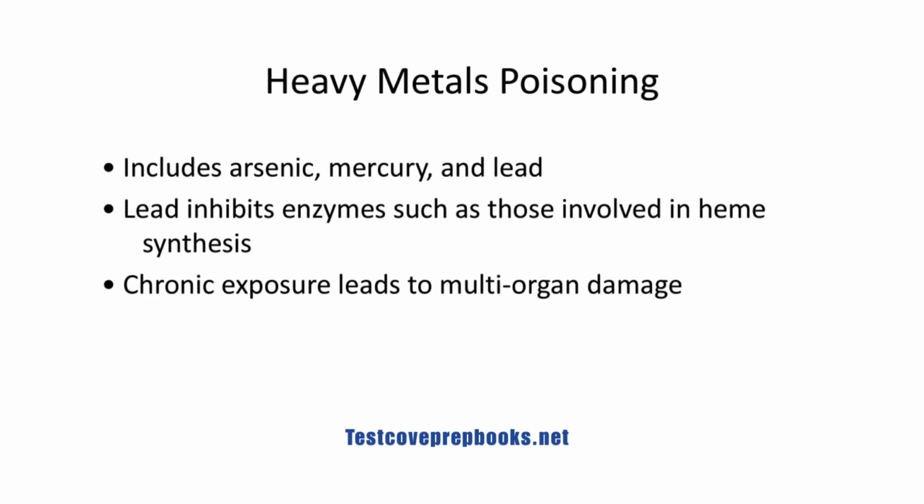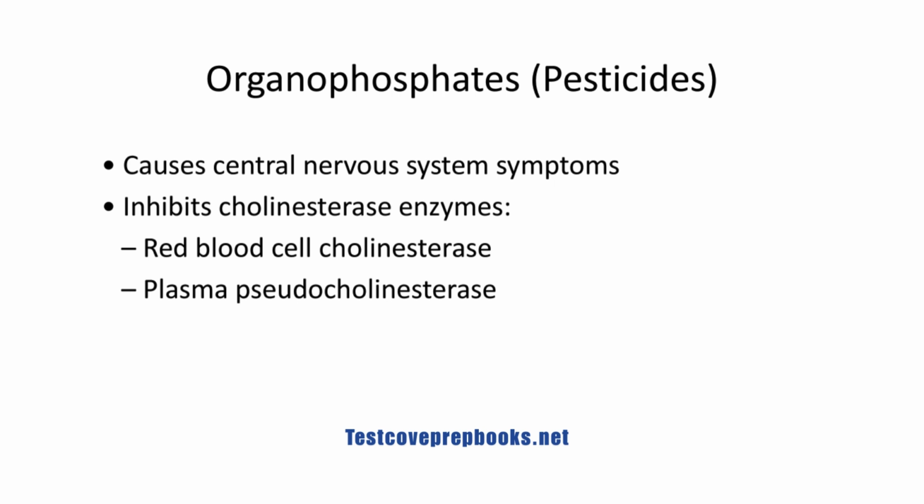Exposure to heavy metals, such as arsenic, mercury, and lead, can cause serious toxic effects. Lead, for example, interferes with enzymes that are necessary for heme synthesis, which in turn disrupts blood cell production. Chronic exposure to these metals leads to widespread organ damage. Organophosphates, which are commonly used in pesticides, act by inhibiting cholinesterase enzymes. This includes both red blood cell cholinesterase and plasma pseudocholinesterase. The result is overstimulation of the nervous system, producing a range of central nervous system symptoms.